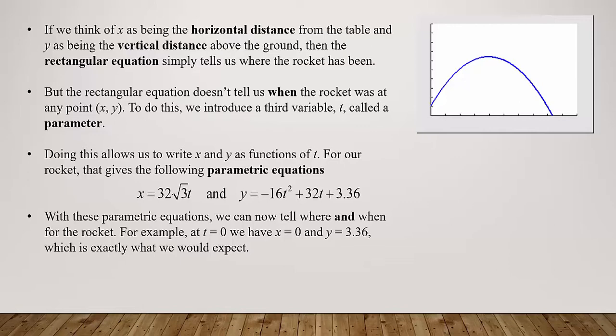So with those parametric equations, if I want to know where the rocket is at, say, 1 second, I would put 1 in for the t's, and that would tell me exactly where the rocket is. It would tell me how far horizontally it's away from the table, and the height above the ground. So what we're going to do next, grab your calculator, because I'm going to show you how to graph parametric equations and everything involved when you do graph parametric equations. So get your calculator.